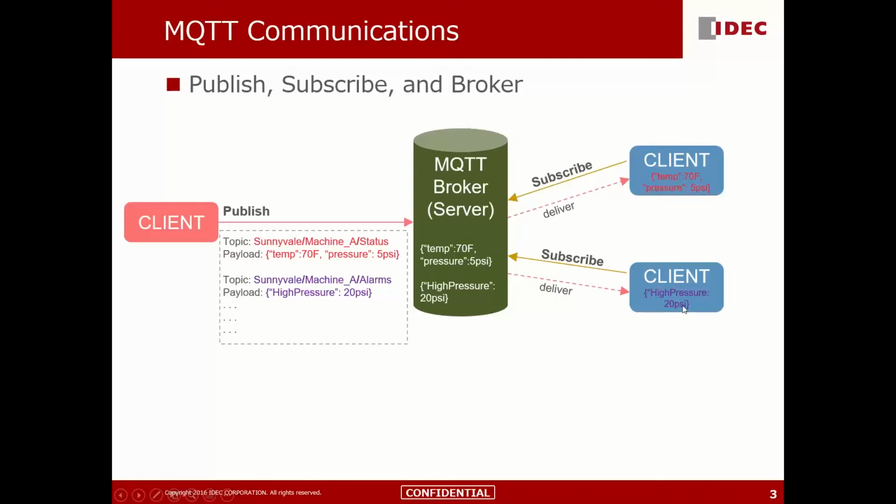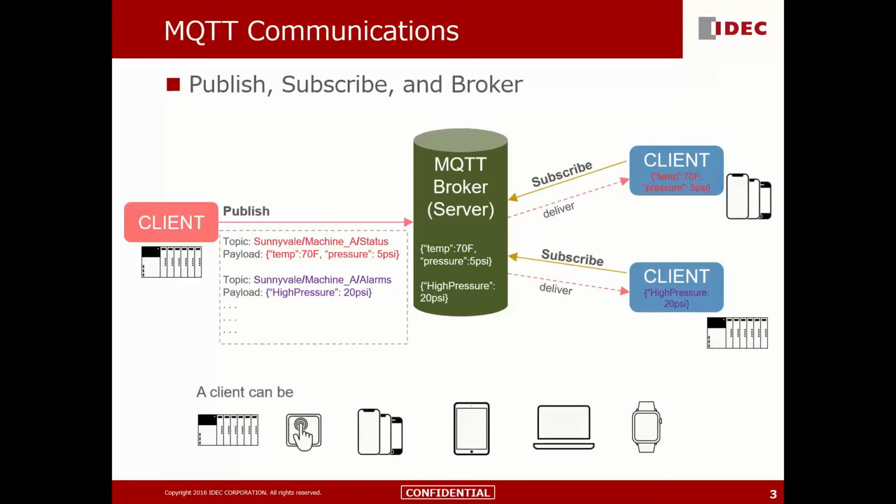Okay. So what is considered a client? A client can be a PLC, it can be an HMI, it could be your mobile devices, could be your tablet, could be your laptop, your phone, or it could be your iWatch. So that's an example. Now, as you can see, the broker is basically the middleman doing everything.